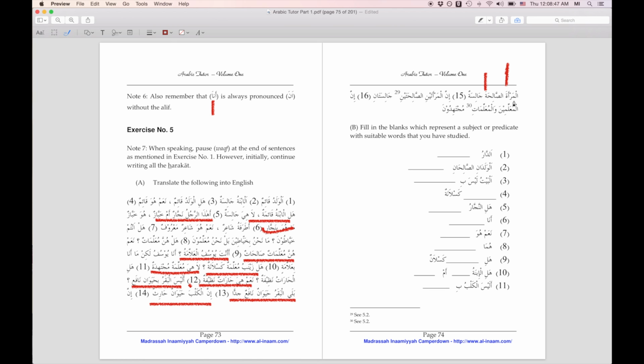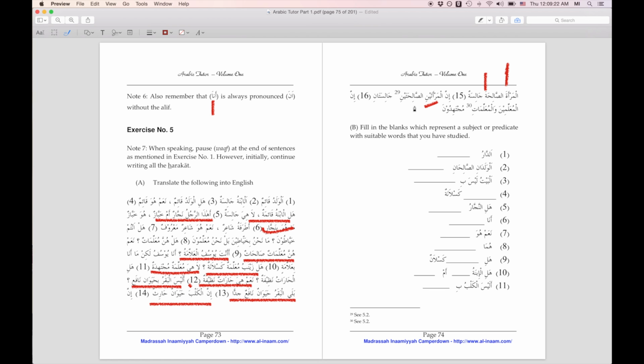Verily the woman, verily the righteous woman is sitting. Next, 15. Innal mar'ataini as-salihataini jalisatani. Now this is another rule. We have two women. Innal mar'ataini. This is in halat an-nasab. So it transformed basically from mar'atane, because it has inna, it affected the mar'atane, and halat an-nasab became mar'ataini.